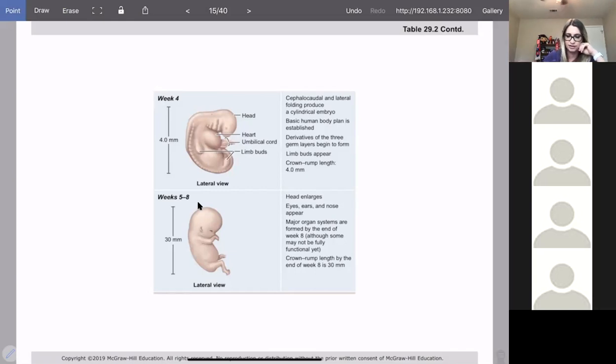And then you can see where the limbs are beginning to form. And here's that umbilical cord. And then weeks 5 to 8, it's just becoming more and more human-like looking, right? So the head is becoming more developed and more round. You can see the ear and the eye there.